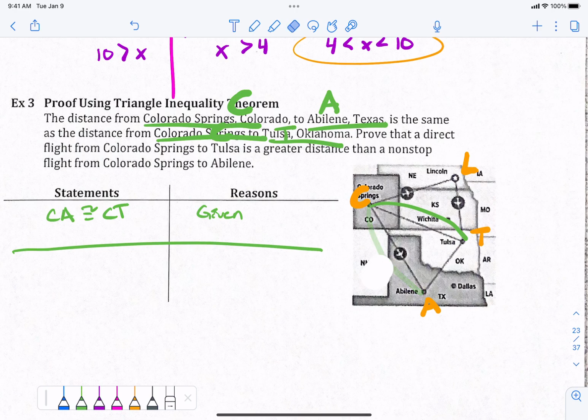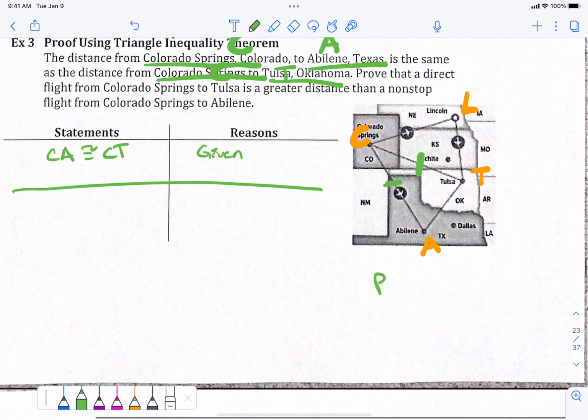And in the diagram, they make it nice. They make it look like that, right? Like I'm going to do little tick marks here that show that that is the same as that. That is what we are given. That's all that we're given, okay? What we are trying to prove, I'm going to put that down here. Prove. And it is that a direct flight from Colorado Springs, which is C, to Tulsa.